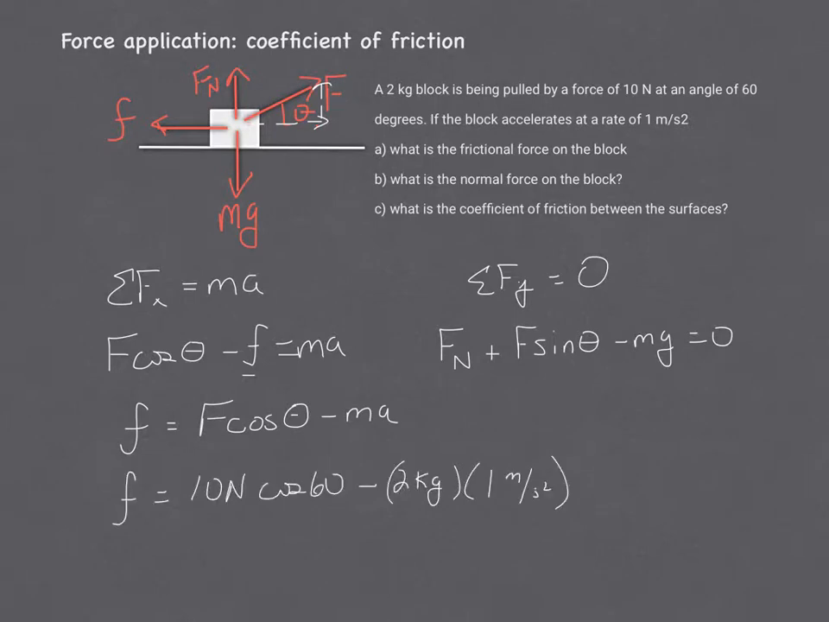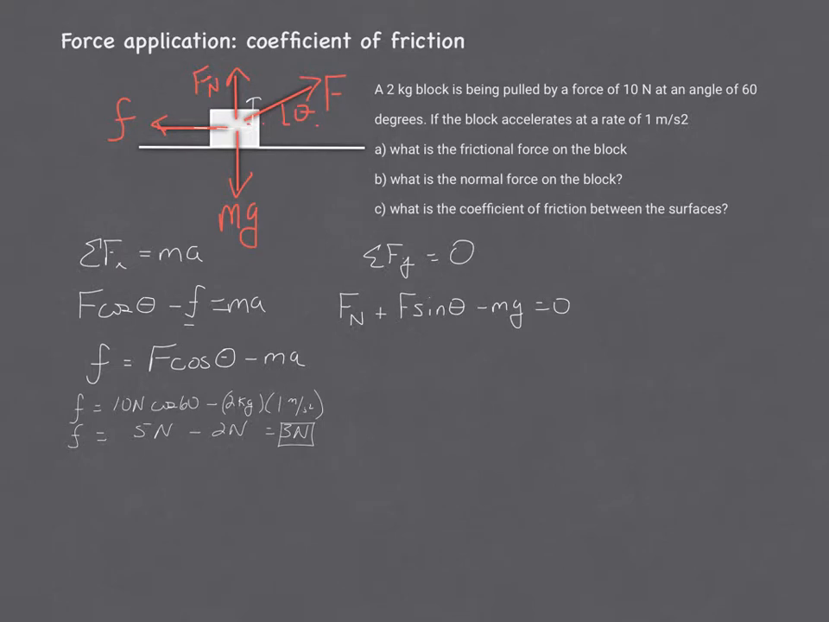So that's the next line with all the numbers plugged in. And now we just use our calculator. If you know your unit circle, you know the cosine of 60 is half. So we have 10 times a half, which is 5 newtons, minus 2 newtons, because a kilogram times a meter per second squared is a newton. We can see that the frictional force is going to be a total of 3 newtons. We're going to need that later in the problem, but we're going to then solve for the normal force.